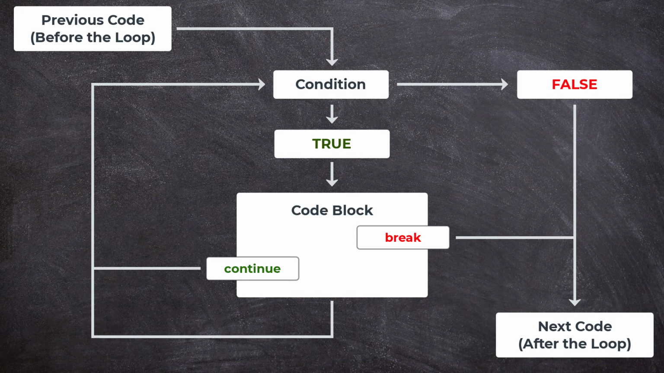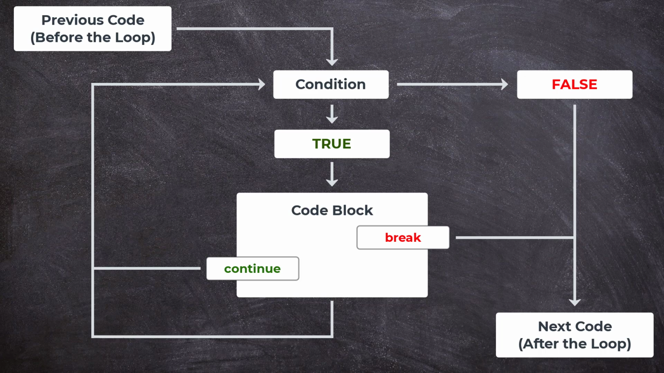So here, as you can see, whenever the control comes to the while loop condition, it checks the condition, and if the condition is true, the control goes over to the code block, and if the condition is false, the control goes over to the next code which is after the while loop. So this is what we have already studied. So now coming to the break and continue statement. You see, we use the break and continue statement within the code block.